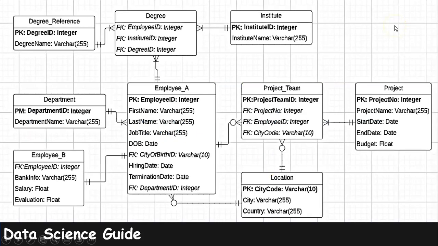If you remember, this is the physical ERD of our database DSG. We need to have a look at this ERD each time we need to make a tables join. For example, if we want to retrieve data from employee A and degree reference, we need to include degree in between, even if we don't want to see any column in this table. The table in between should be included in the join.